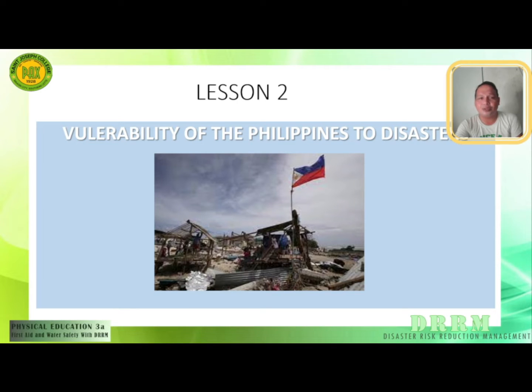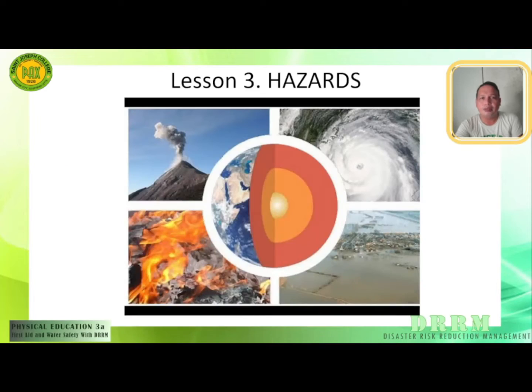All right, lesson two is the vulnerability of the Philippines to disaster. We are going to find out why the Philippines is visited by devastation or disaster such as typhoons on a bigger scale, earthquakes, tsunamis, and also monsoons or heavy rains. Then lesson three is hazard, the last topic for the pre-midterm. Let's identify what are the man-made and what are the natural hazards, and how we can assess hazard to prevent further damage if disaster comes to our community.